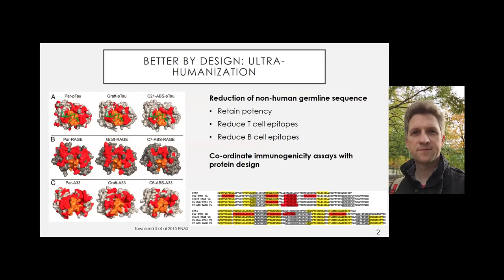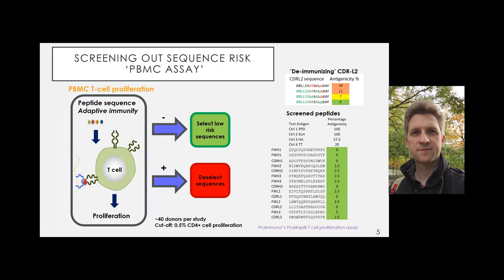So, ultimately, the theory here is that everything's kind of better if you design it best in the first place. And certainly those elements of, how do you get enough humanization in a monoclonal antibody, with the same things we've just heard talk about, right? Retaining potency, reducing T cell epitopes, and then also maybe a bit more difficult to predict, but reducing B cell epitopes as well.